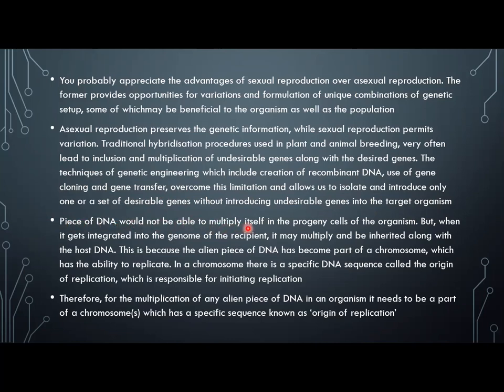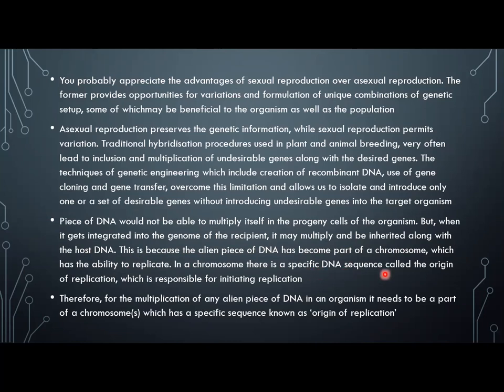A piece of DNA would not be able to multiply itself in the progeny cells of the organism. But when it gets integrated into the genome of the recipient, it may multiply and be inherited along with the host DNA. This is because the alien piece of DNA has become part of a chromosome, which has the ability to replicate.